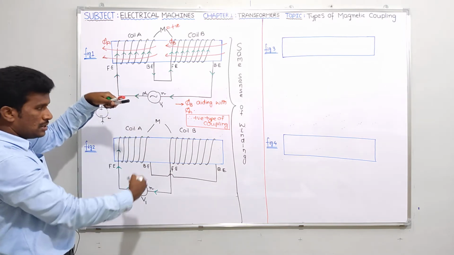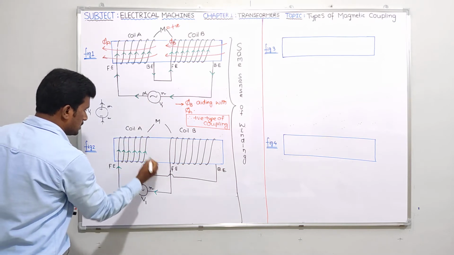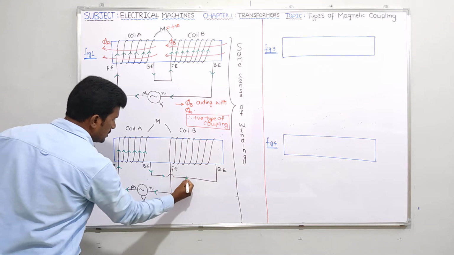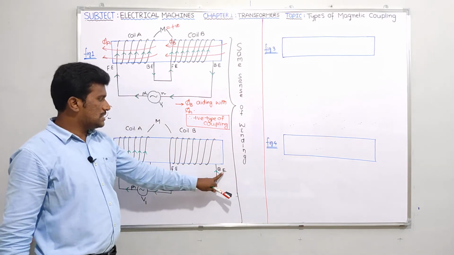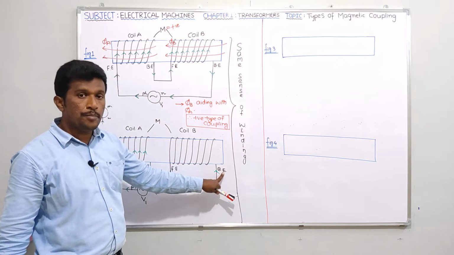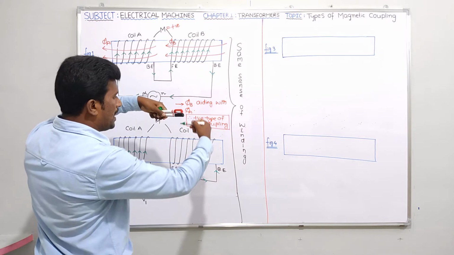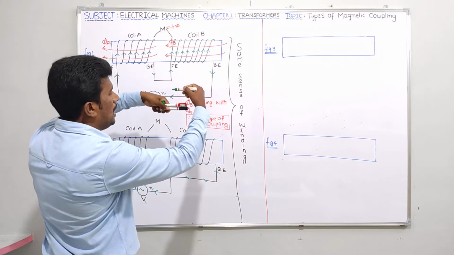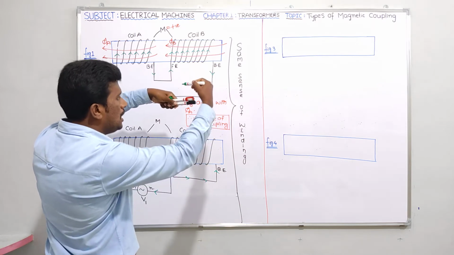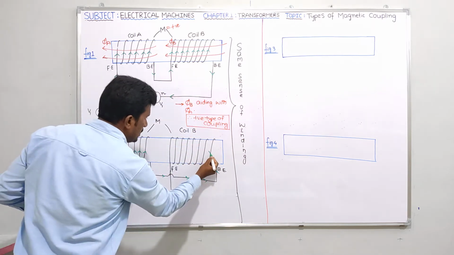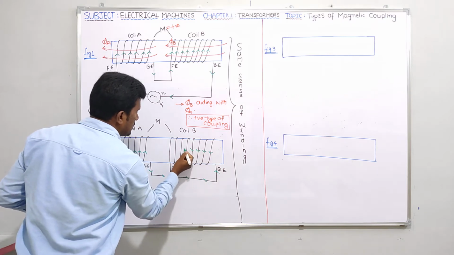It is coming downwards. Once again, front end, yes, like this. It is leaving at the back end. Yes. Now tell me, in this coil B, current is entering at a back end. Okay, current is entering at back end means what? Like this, guys. It is entering like this, leaving like this. That means the direction of current in coil B is like this.